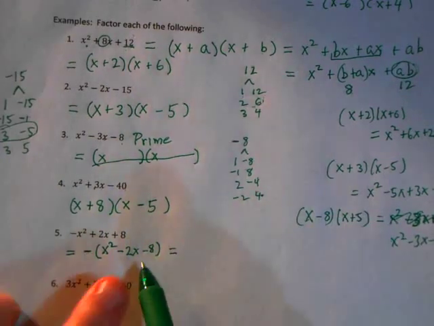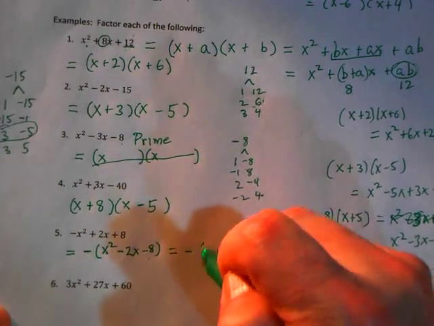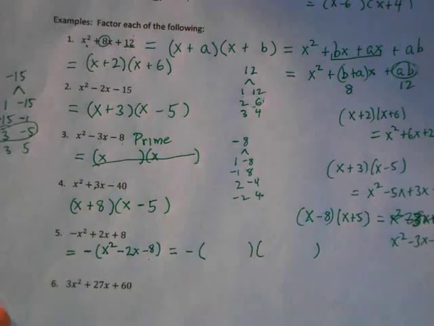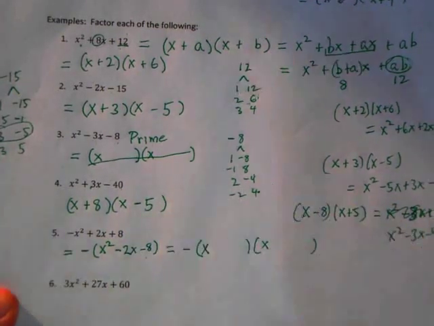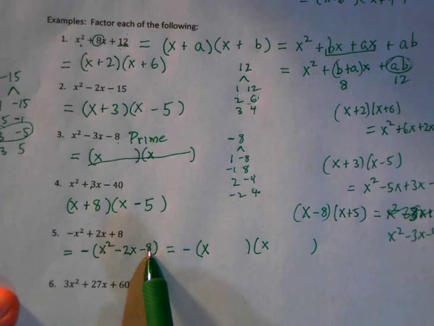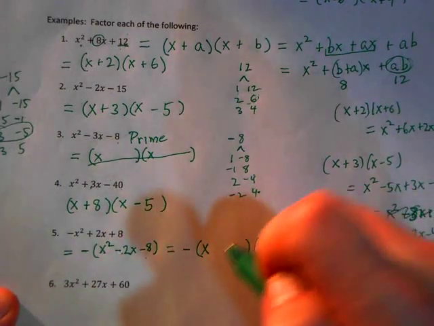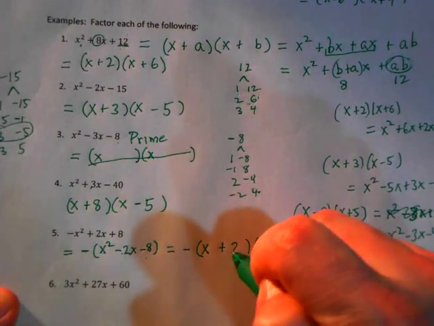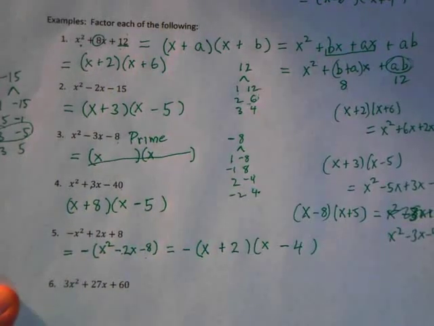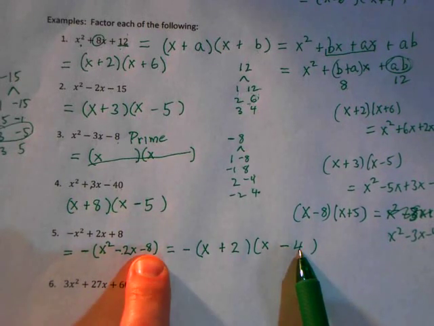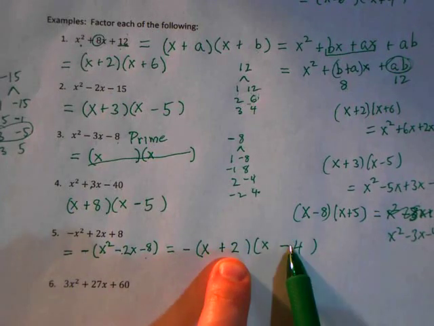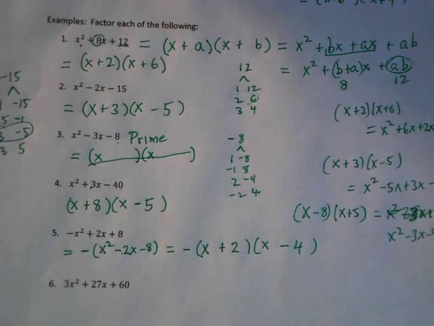And then I notice I have something with 3 pieces. So I try to split it into 2 binomials. Maybe I can, maybe I can't. I think I can. X and x. I need to get a negative 8 on this end and a negative 2 there. I think I can do that with a positive 2 and a negative 4. And really, you don't have to multiply the whole thing out to check it. Here's how I check. 2 times negative 4 gives me negative 8. 2 plus negative 4 gives me negative 2. And that's all that I really need to do.